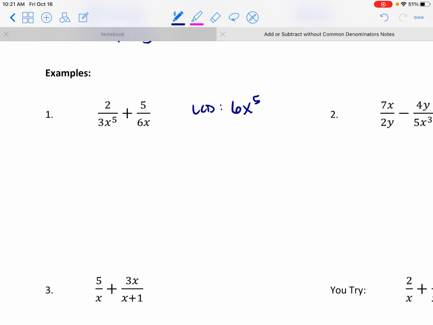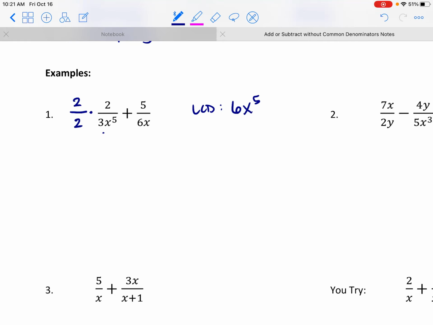So let's start with the first fraction. What am I going to have to multiply to make 3x to the 5th 6x to the 5th? All I have to do is multiply the 3 by the 2 to make it a 6. So multiplying by 2, that's going to give me my 6x to the 5th. Okay? Now sorry, getting carried away with my dots everywhere.